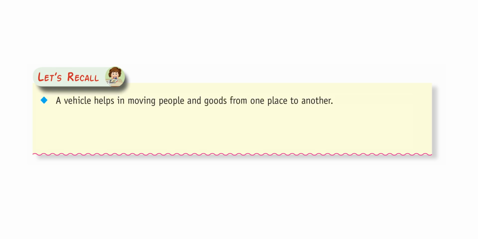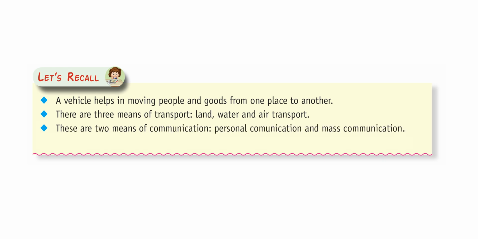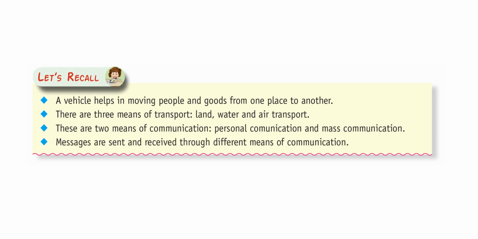Let's recall. A vehicle helps in moving people and goods from one place to another. There are three means of transport: land, water and air transport. There are two means of communication: personal communication and mass communication. Messages are sent and received through different means of communication.